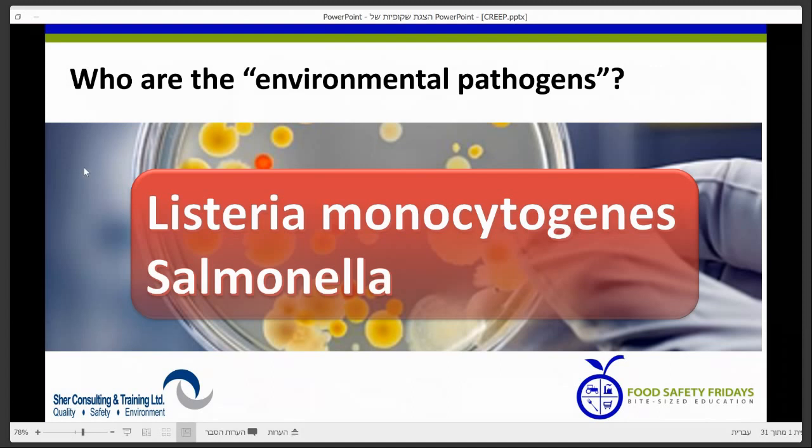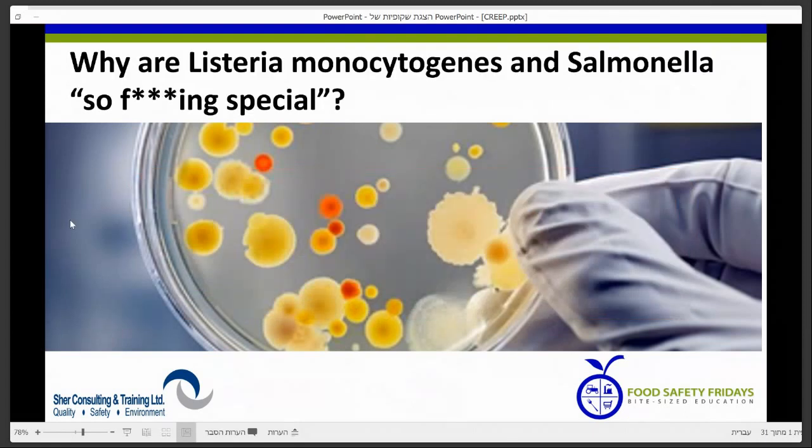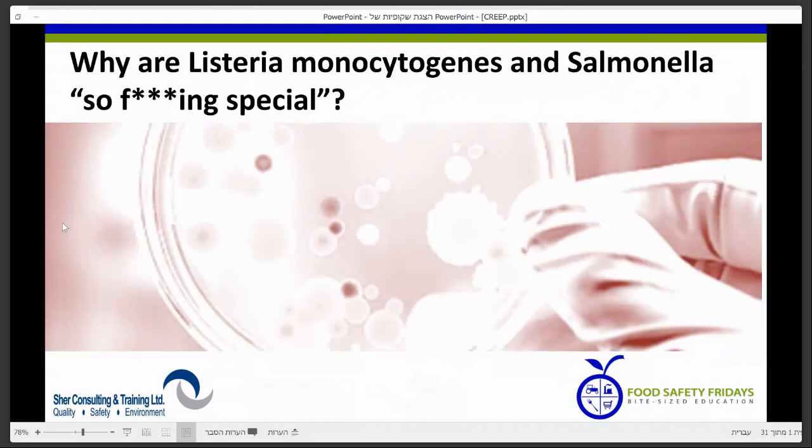And these are the pathogens that are really special. And I'm going to quote the Creep song from Radiohead again. Why are they so effing special? If you don't know the song, when you hear it, you'll be smiling about why they're so special. So they are special for the following reasons.